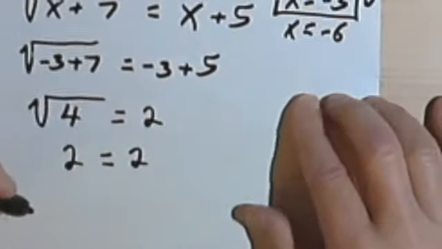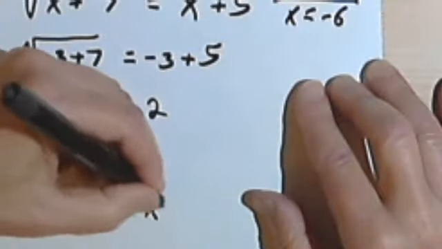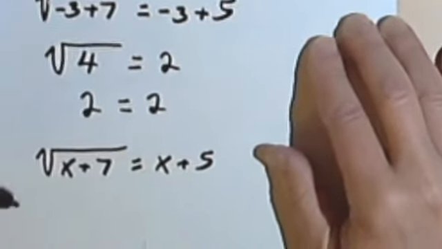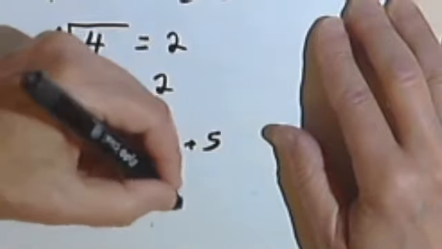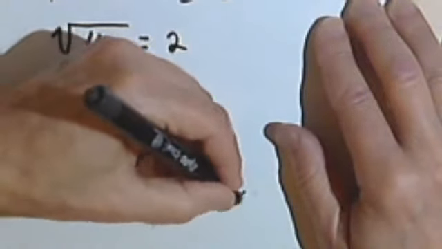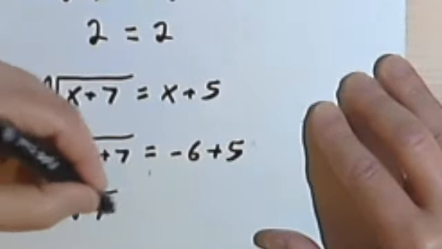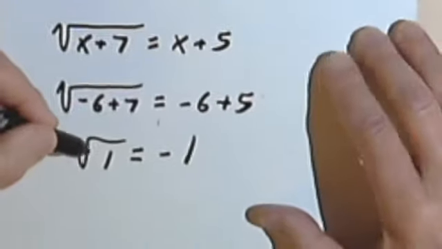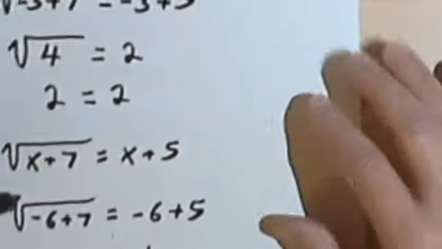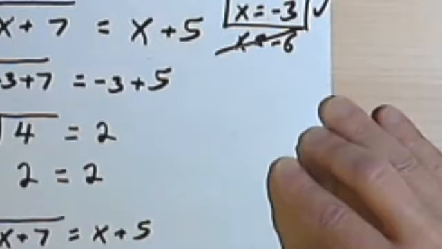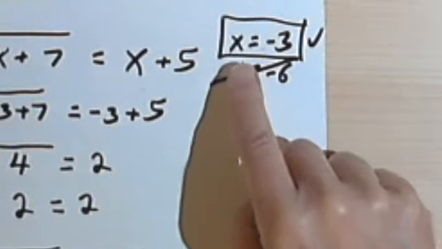Let's try it again with negative 6. So I had the square root of x plus 7 equals x plus 5. Plugging the negative 6 in, I'll get the square root of negative 6 plus 7 equals negative 6 plus 5. Negative 6 plus 7 is 1, so I've got the square root of 1 equals negative 1. The square root of 1 is 1, but 1 does not equal negative 1. So this answer will not work. My solution then is going to be only x equals negative 3.